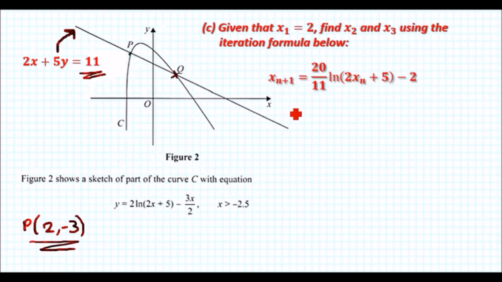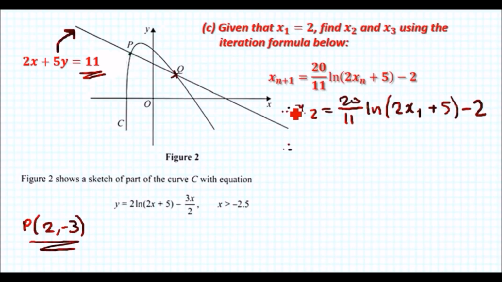So to find x2, you just plug in x1 here. We get 20 over 11 times the log of 2 times x1, where the x1 value is 2, plus 5 minus 2. Before you do this, I recommend that in your calculator you type the value 2, because x1 is 2, press the equal sign, and this should be saved as your answer. Then when you type this formula, just use the answer button. Every time you press equal, it will automatically generate the next answer without you typing the whole formula again.